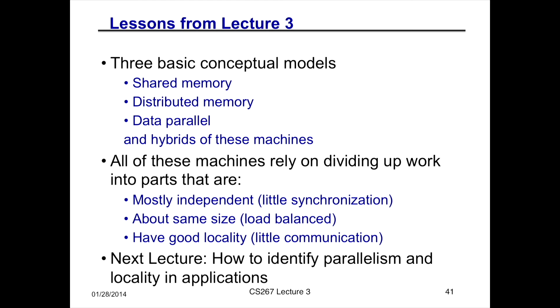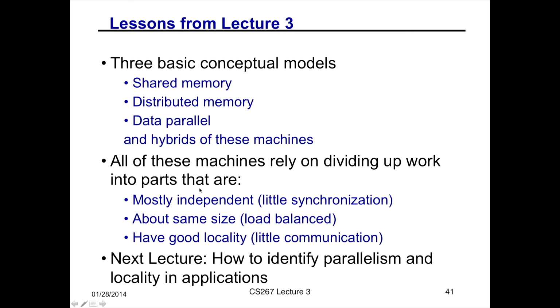So there's three basic conceptual models of how hardware can look. There's shared memory, there's distributed memory, and there's data parallel, and there's lots of different hybrids of these. And they all have to answer three questions, which is how do you control parallelism? How do you express that there are many things that can be done at the same time? How do you express data? What's private? What's shared? How do you communicate it? And then synchronization. How do you get these multiple processes to agree when to stop, when to share?